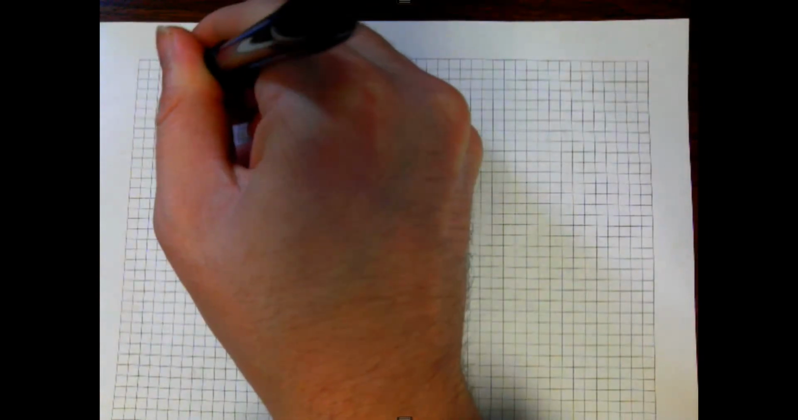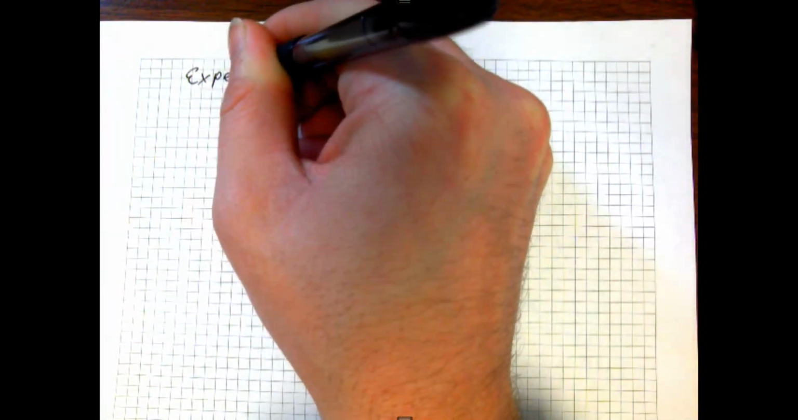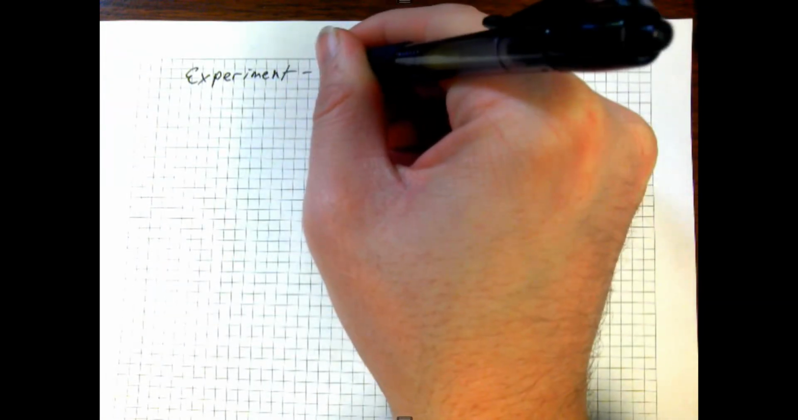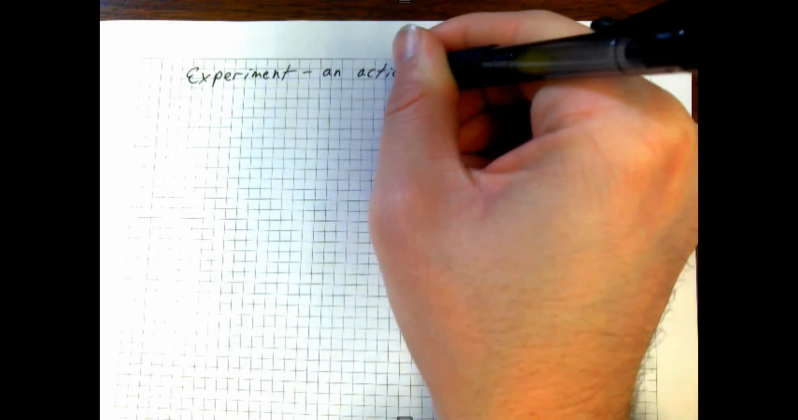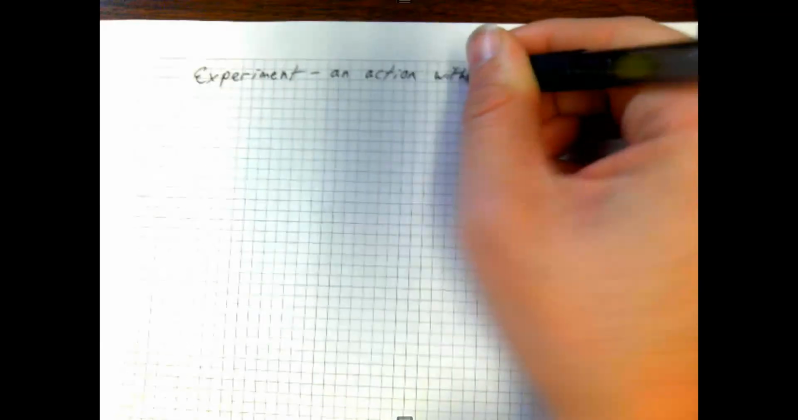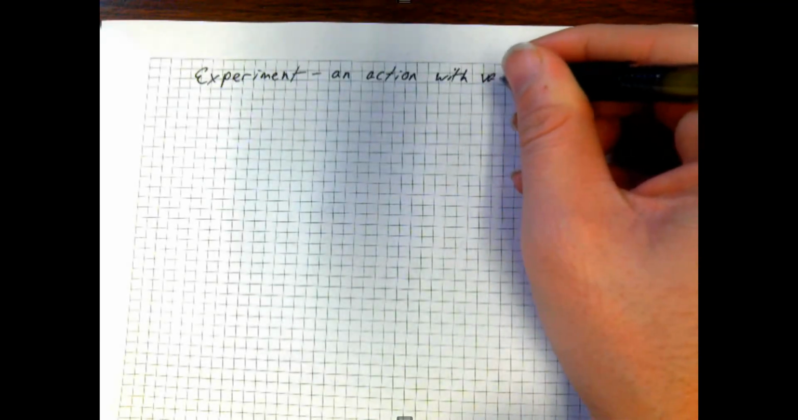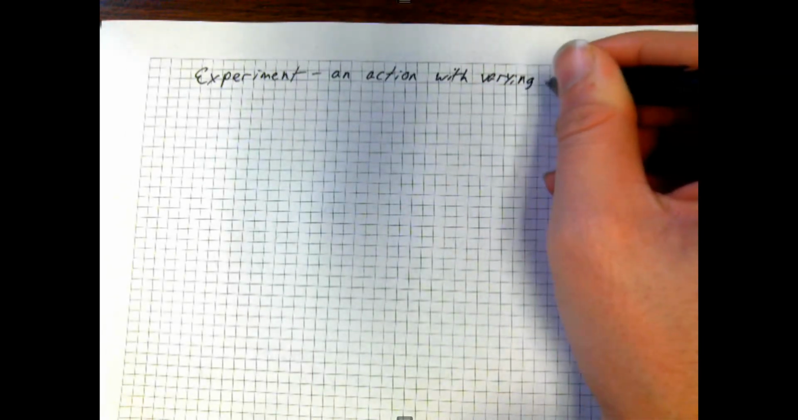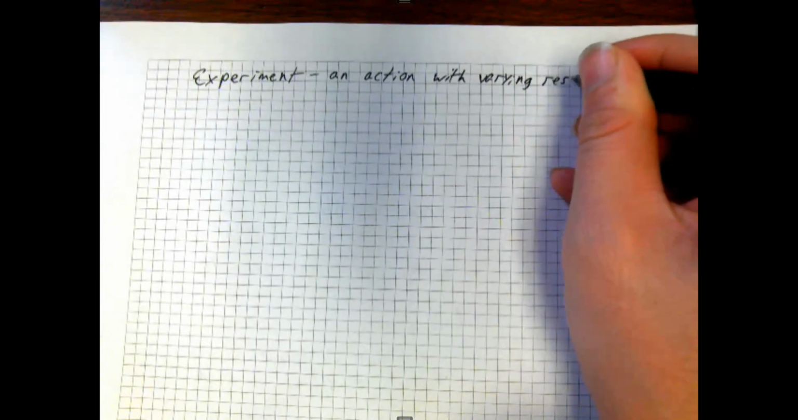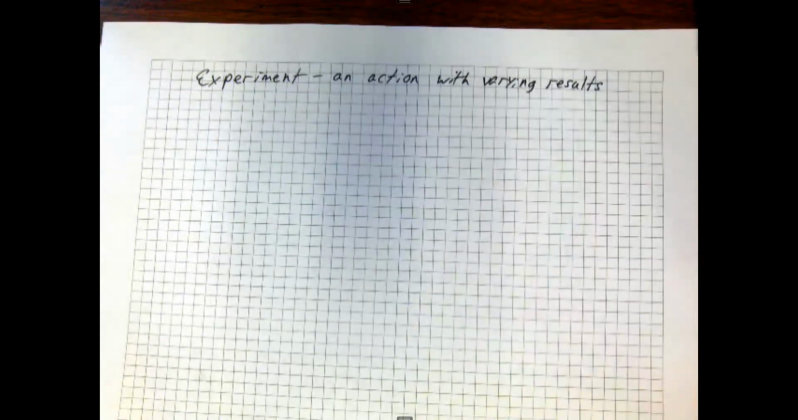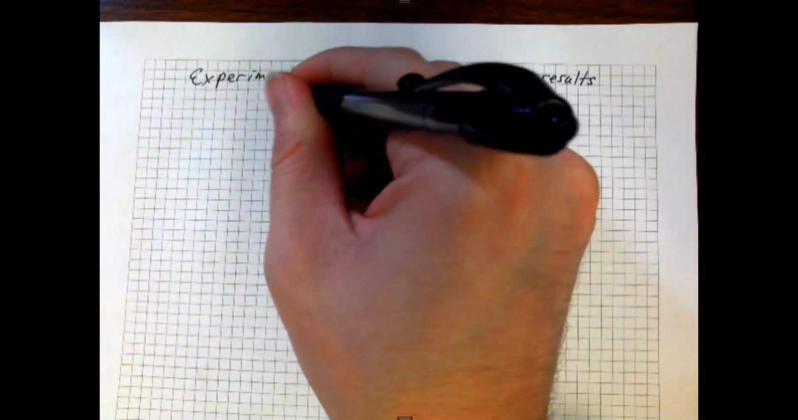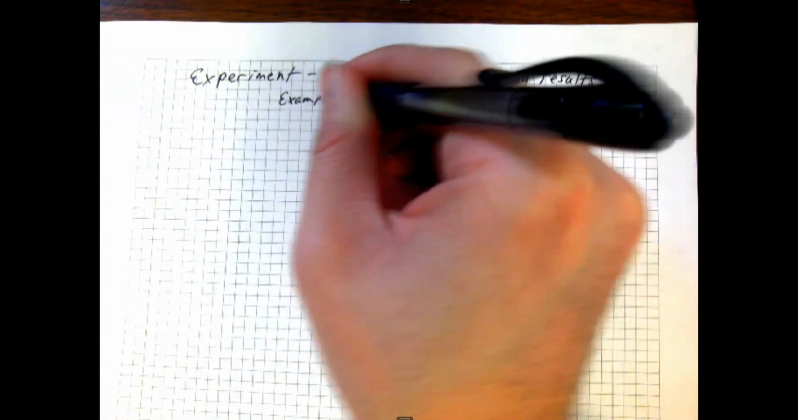Okay, we have some more vocabulary to cover really quick before we get to the actual page. So I'm going to move to the back side of my paper. So an experiment in probability is an action with varying results. So you're doing something and you're not positive what the outcome is going to be. There are different possibilities. So like, for example, rolling a die.